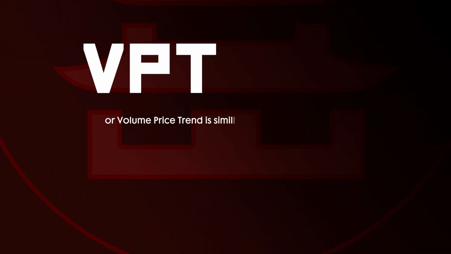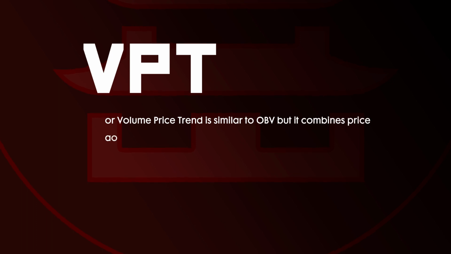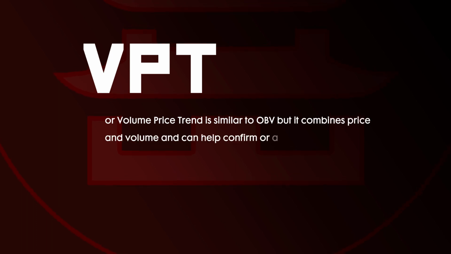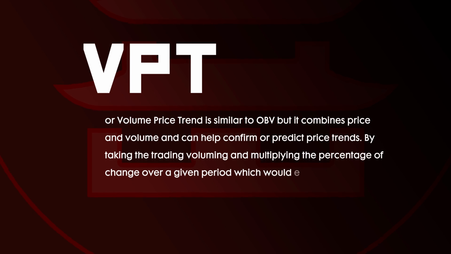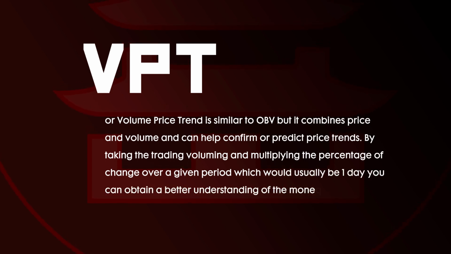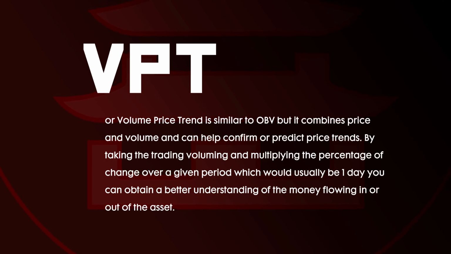VPT, or volume price trend, is similar to OBV, but it combines price and volume and can help confirm or predict price trends. By taking the trading volume and multiplying it by the percentage of change over a given period, which would usually be 1 day, you can obtain a better understanding of the money flowing in and out of the asset.